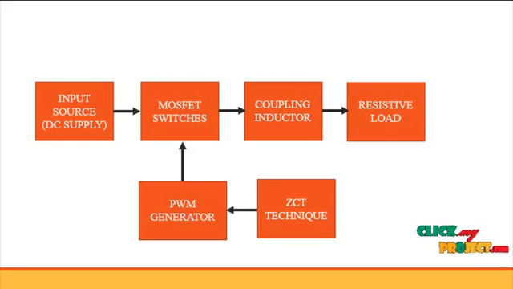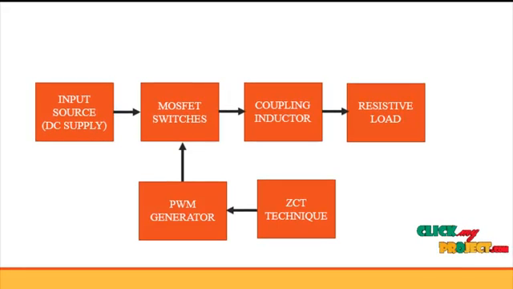This flow diagram consists of various modules, that is input DC source, ZCT technique and coupled inductor, PWM generator, DC to DC converter and load. Generally the DC to DC converter consists of MOSFET switches and active elements such as coupling inductor and capacitors. And first we see about the input DC source.